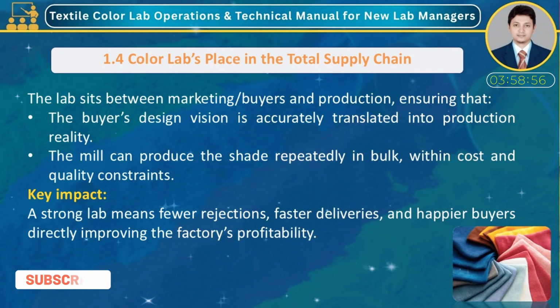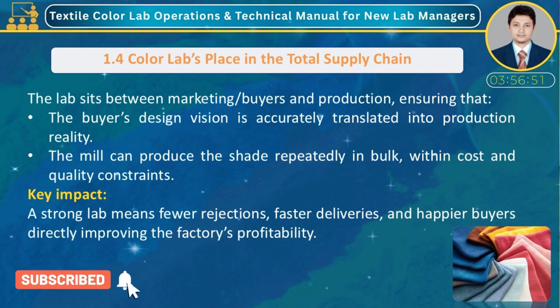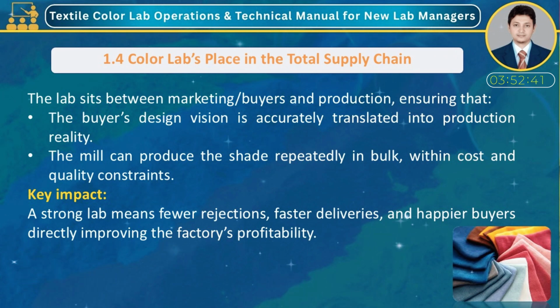Color lab's place in the total supply chain. The color lab acts as a critical link between marketing or buyers and the production floor. Its role is to ensure that the buyer's design vision is accurately translated into a practical and achievable production reality. At the same time, the lab confirms that the mill can reproduce the approved shade consistently in bulk, while staying within cost, quality, and time constraints.